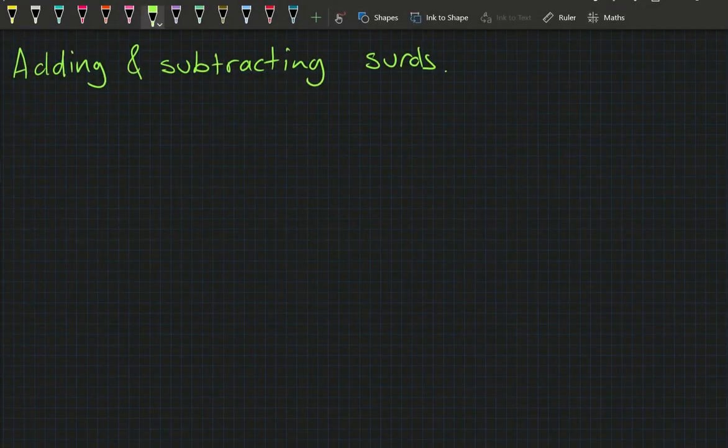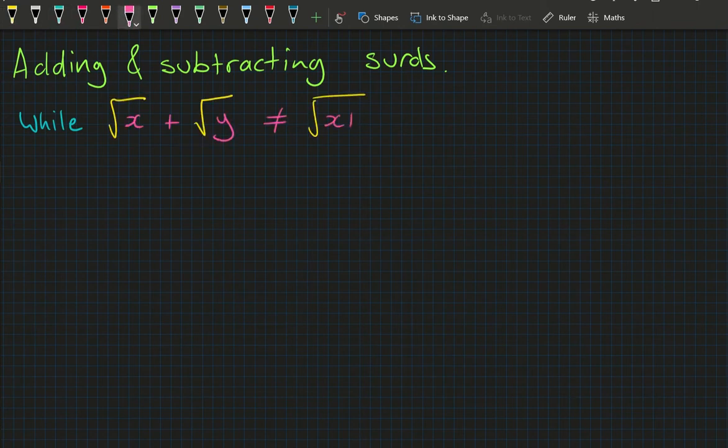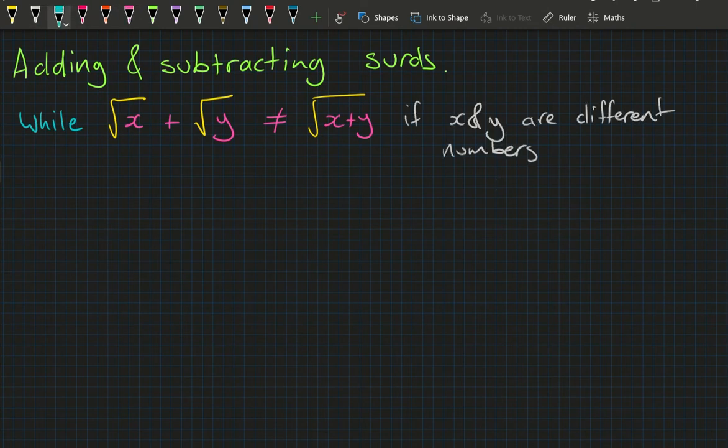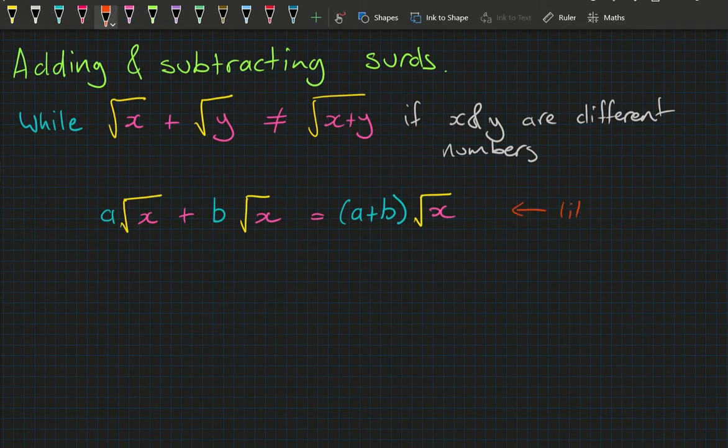Okay, in this section we'll be adding and subtracting surds, but let's summarize the rules that we discovered in the introduction that we're going to use in this section. So they are, while the square root of x plus the square root of y is not equal to the square root of x plus y, if x and y are different numbers, we can still add a times the square root of x plus b times the square root of x, and that's equal to a plus b times the square root of x because of like surds.